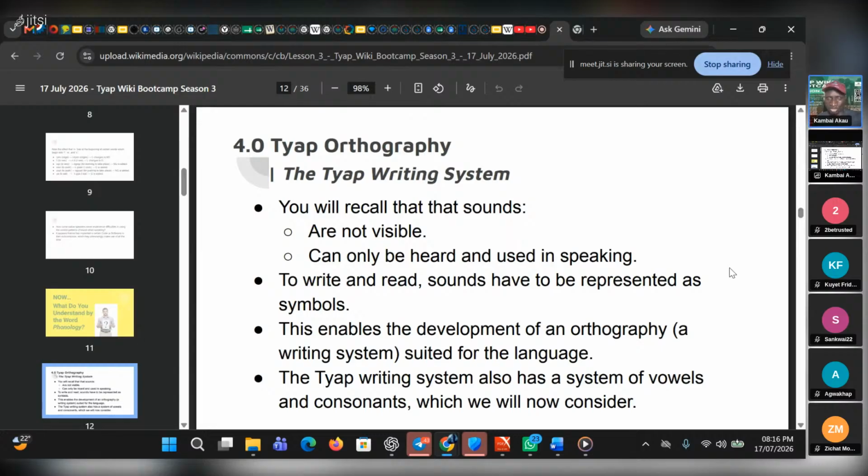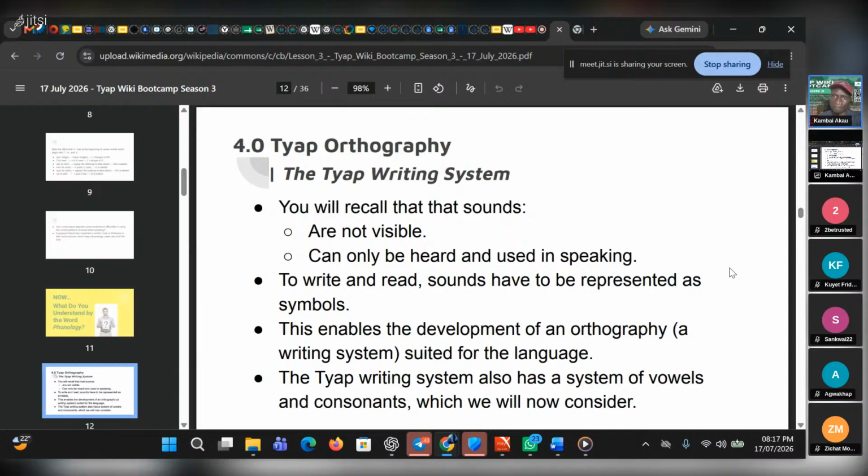From the last class or the last two classes, we have explained that the orthography, these are the basic rules for writing anything in a language. Now, you will recall that the sounds that we speak today are not visible. We can only hear them in speaking. And then to write these sounds, we have to represent them with symbols. Now, this enables the development of an orthography. Once you have done the study of the sounds of a language, then you begin to imagine what symbol is more suitable to represent this.